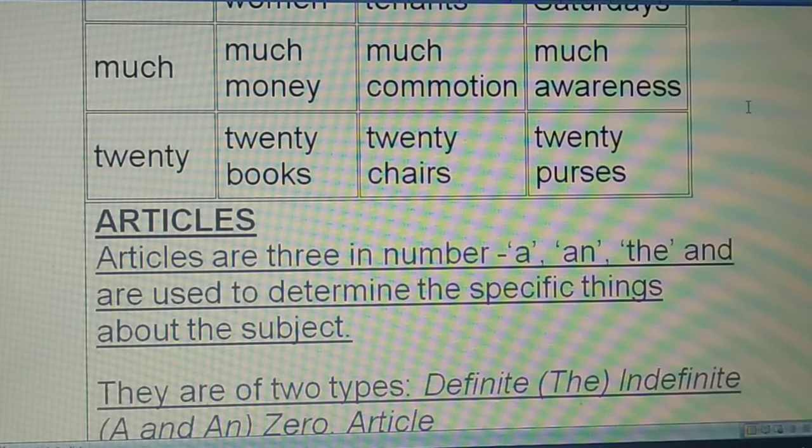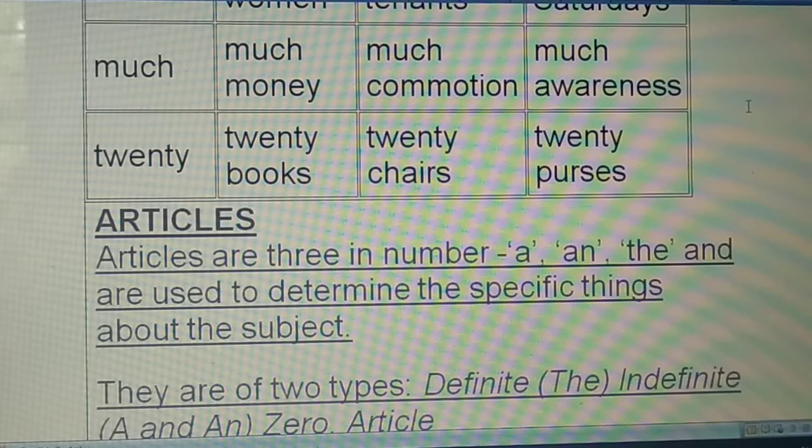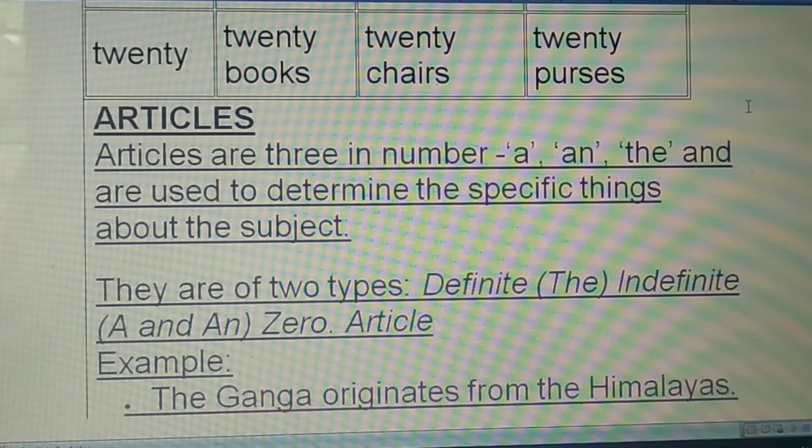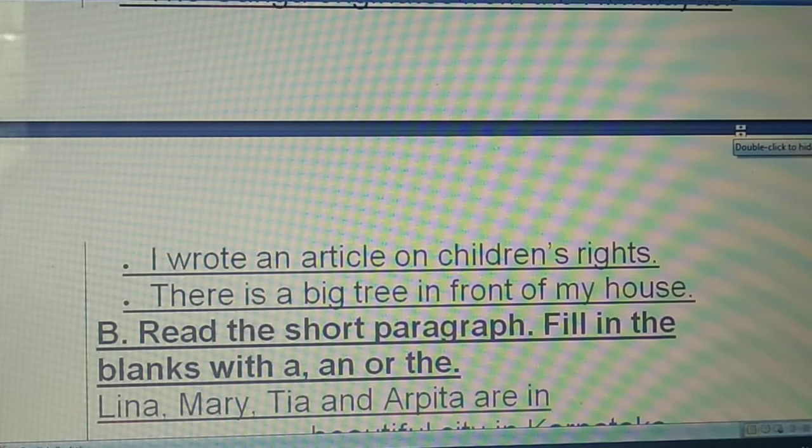A and the are used to determine specific things about the subject. Definite and indefinite articles we have. The Ganga originates from the Himalayas. I wrote an article on children's rights. There's a big tree in front of my house.